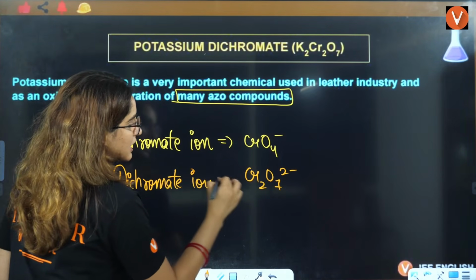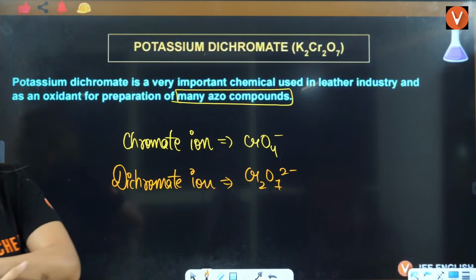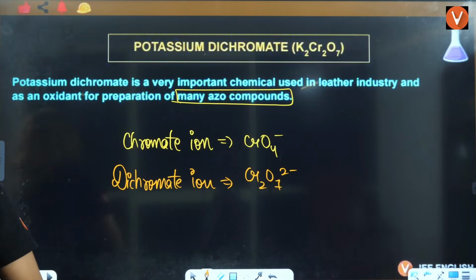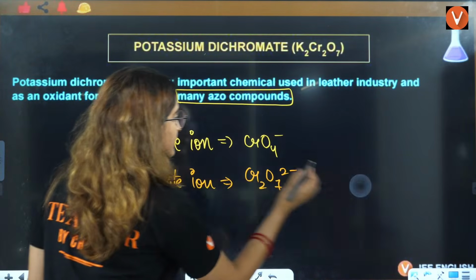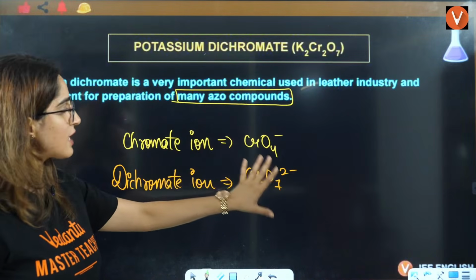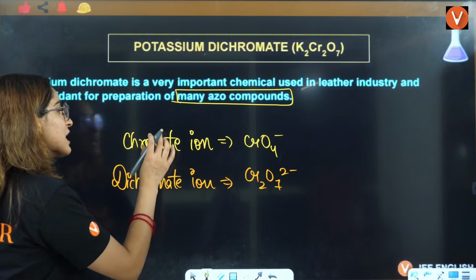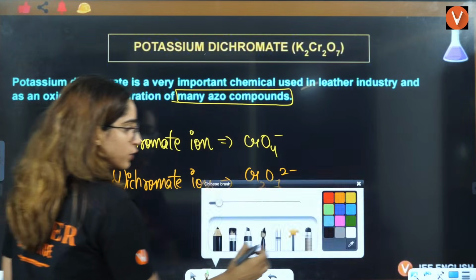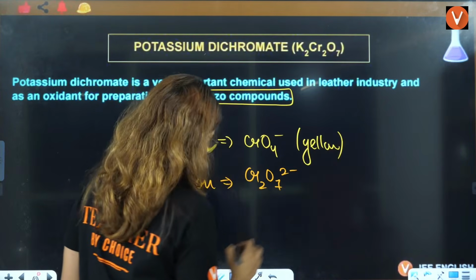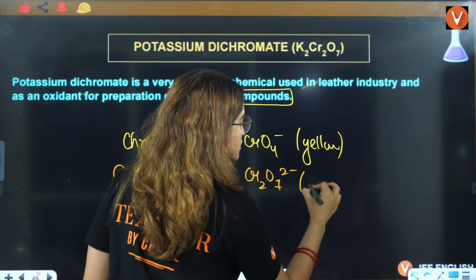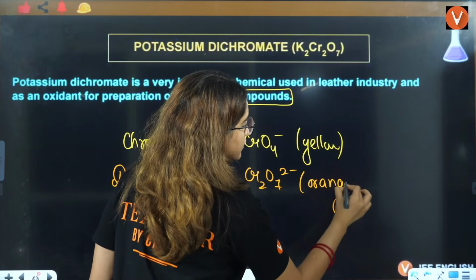If you see, this chromate ion will exist in yellow color. Yes students, I have already written the colors here. That's why I have written this in yellow color and this I have written in orange color. Chromate ion is yellow in color, so you can write it here as well. And this is orange in color.